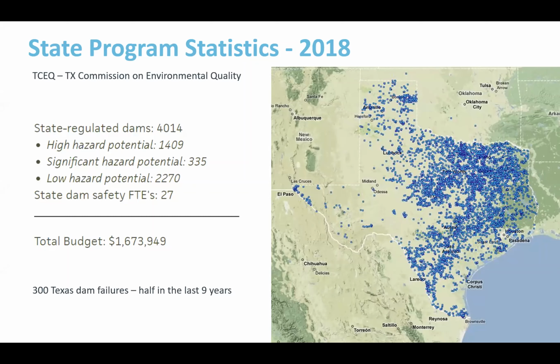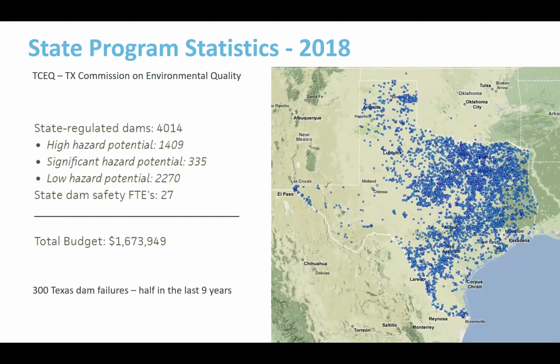As far as state regulated dams, there are 4,014. 1,409 are considered high hazard potential. 335 are considered significant hazard potential, and 2,270 are considered low hazard. So on staff for the TCEQ is basically 27 people trying to manage dam safety in the state with a total budget of 1.6, almost $1.7 million. It's not a lot of money, and to spread out that management across the entire state. As you know, it's a very big state.